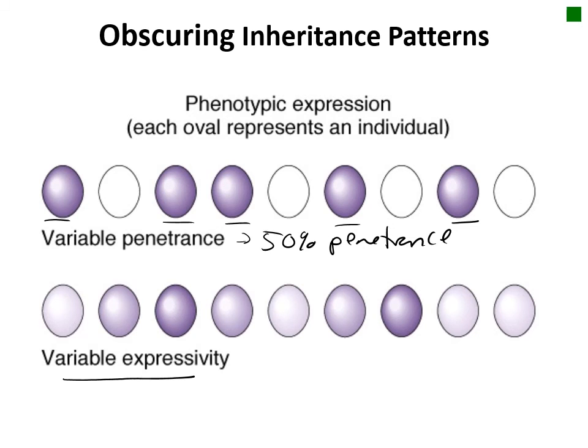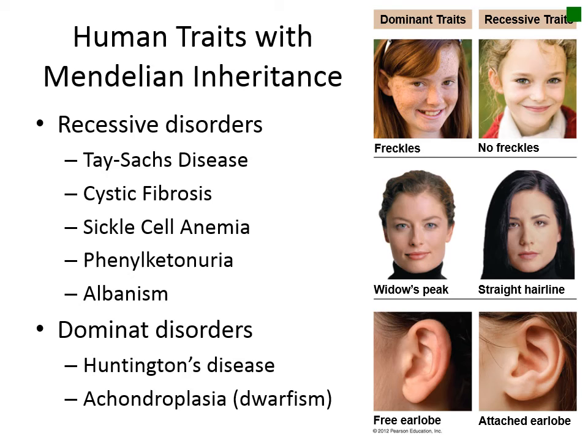In humans, there are a variety of traits that we have identified as being inherited with standard Mendelian genetics, such as freckles or widow's peak. There are also a number of disorders which are inherited following Mendelian principles. These are considered genetic diseases because the disorder is caused by a mutation in the DNA which is passed from one generation to the next.